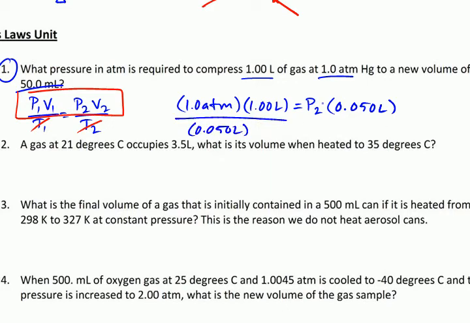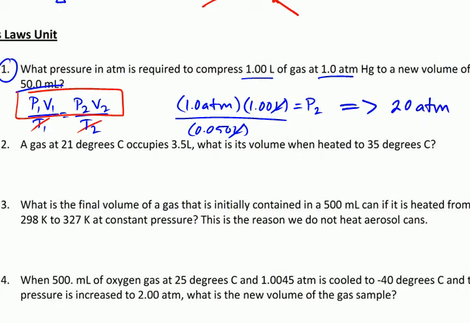All right, now you do a little bit of algebra, divide both sides by 0.05 liters. And I'm just going to cross this out. You get P2 by itself, and then you punch this into the calculator, and you should get 1 atmosphere times 1 liter divided by 0.05 liters will give you 20. It'll give you the number 20, and let's cross out our units. Liters cancels out. We're left with atmospheres. It's going to be 20 atmospheres.